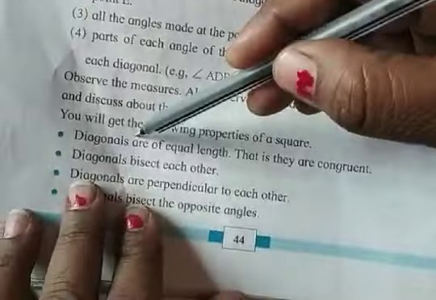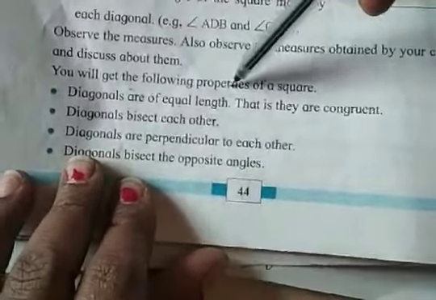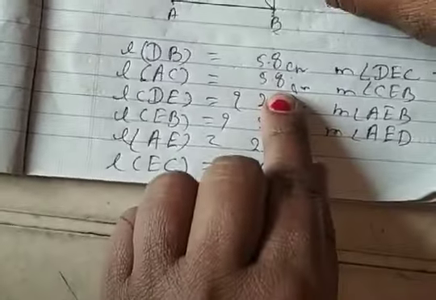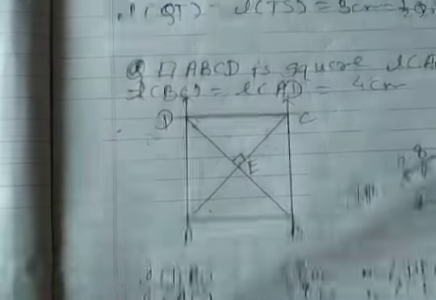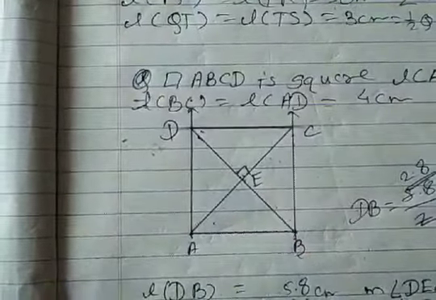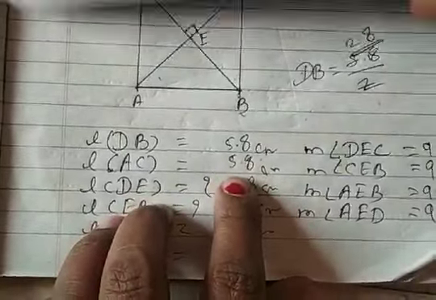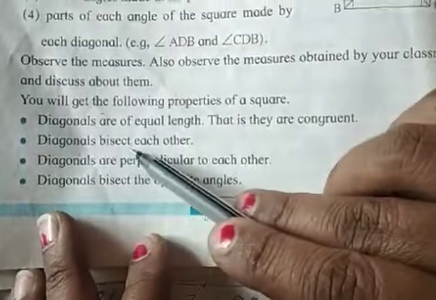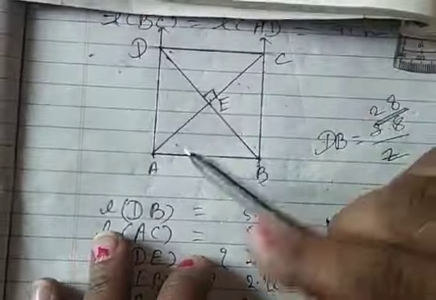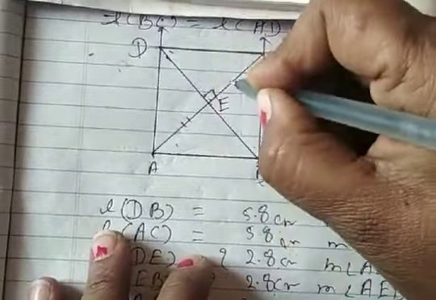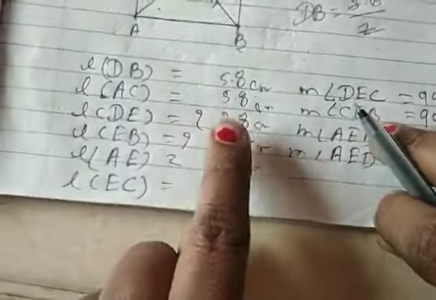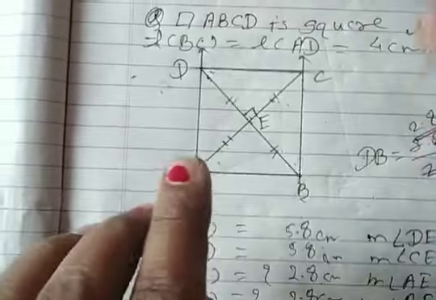So we understand the properties of a square, that diagonals are equal in length and congruent, meaning the diagonals' lengths are congruent. If you see here 5.8, 5.8 in this figure, DB and AC are diagonals and its measure is 5.8. Okay, so this is the property, the diagonals are congruent to each other. Diagonals bisect each other. The meaning of bisect is that AE is equal to EC and DE is equal to EB. If you see here, the measures are the same, meaning they bisect each other.